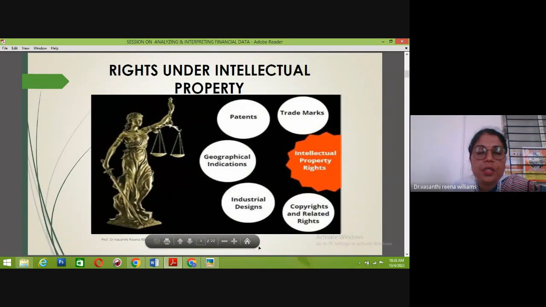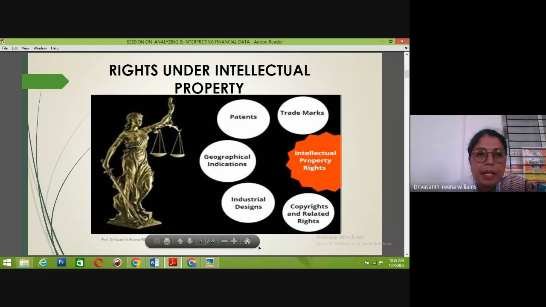I'm sure you've understood what intellectual property means. Now, what are the rights that you have under law for intellectual property? If you look at the slide, you can see some of them mentioned. One is trademarks. Every company will have a particular trademark. Nobody has a right to use that trademark and sell their product.